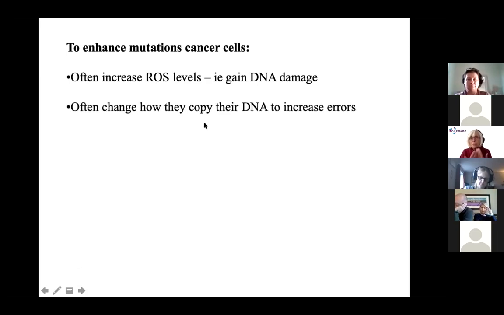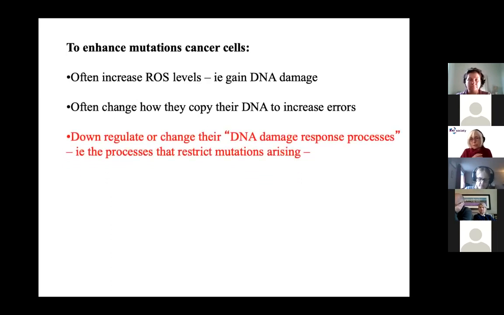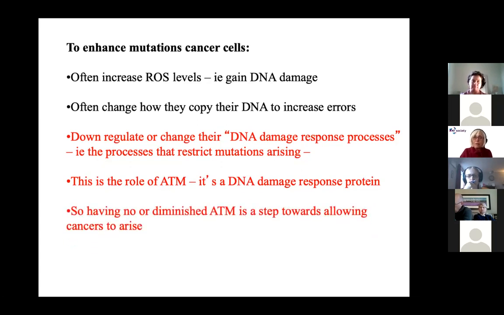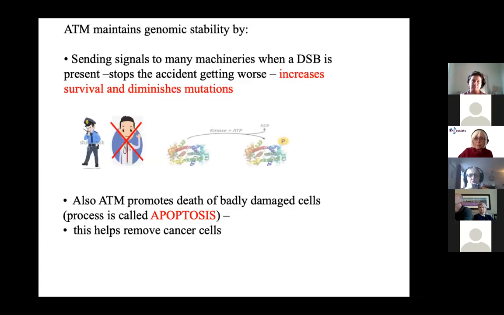Sometimes they'll change how they copy their DNA. So you may remember I told you that when we replicate or copy our DNA, make one copy from another, errors can arise in that process. But most importantly, in this context, often cancers will downregulate or change their damage response processes, and they're the processes that restrict mutations arising. And that, of course, is the role of ATM. It's a damage response protein. So having no or diminished ATM is a step towards allowing cancers to arise.